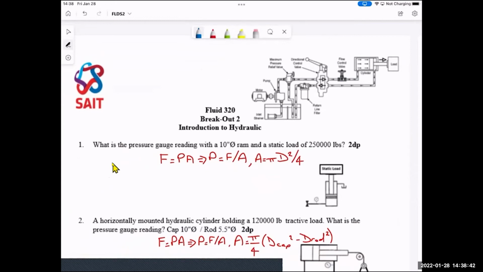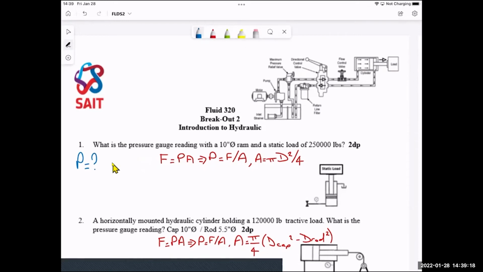Question 1. Okay, if I go back through my problem-solving methodology, read the question. What is it we're trying to solve? What is the pressure gauge reading? So we're really after what P is. Let me turn on my pen. Should be able to turn on. I just recharged it. Yep. What is the pressure? That's what we're really about.